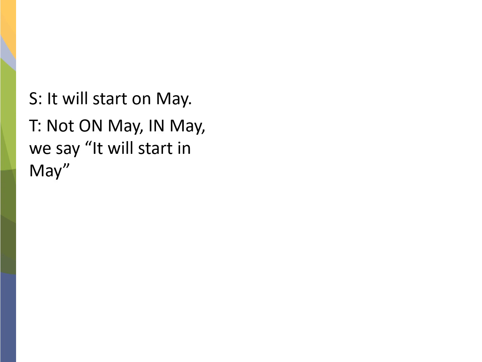Here's our third technique. The student makes a mistake. It will start on May, and the teacher directly clarifies and points out what is wrong. So the teacher says, not on May, in May. We say it will start in May. So the teacher explicitly shows the error here and gives the correction.